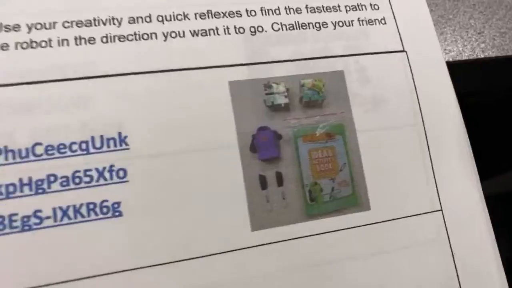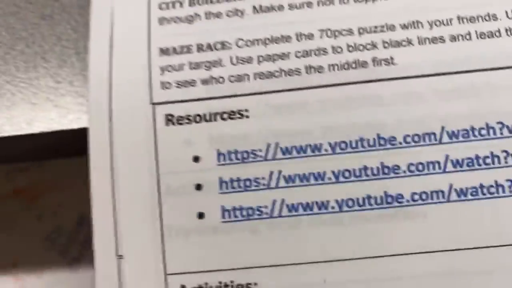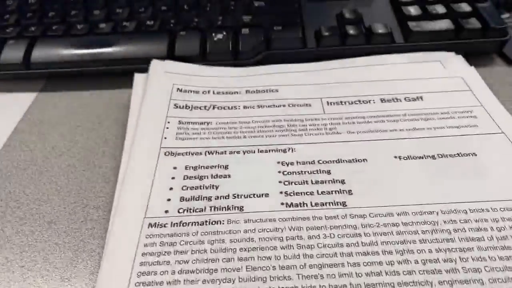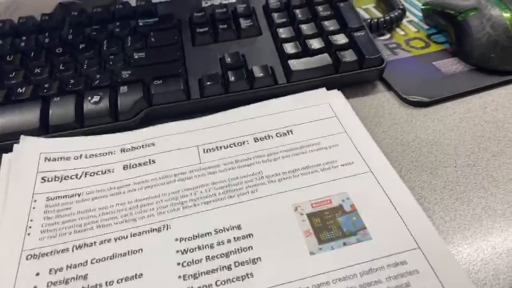This is a Drawbot. This is what they look like with the pieces. And each one tells you a summary, objectives, miscellaneous information, resources, and anything extra that you may need to know. This is all the brick structures, Blaxels. I mean, it just goes on and on and on. So every robot that the library owns, we make a curriculum sheet for.